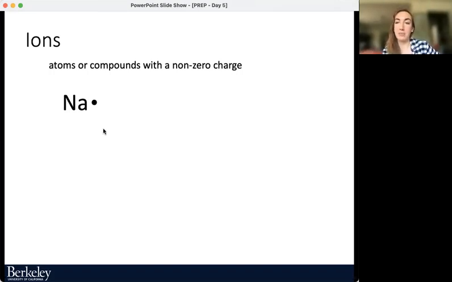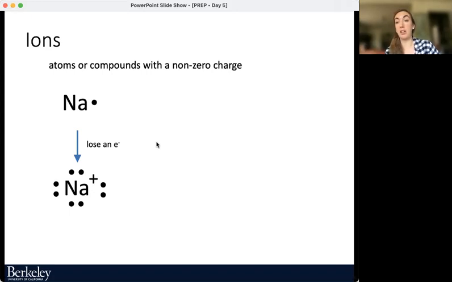So instead, to end up with a full valence shell, sodium is actually going to get rid of this electron. It's going to give that electron away to somebody else. That electron was in its 3rd level, the only electron in that 3rd level. So once it gets rid of that electron, there are no more electrons in that 3rd level, and now the 2nd level is its valence shell. So now it has a full valence shell, but it has a +1 charge because it lost an electron.